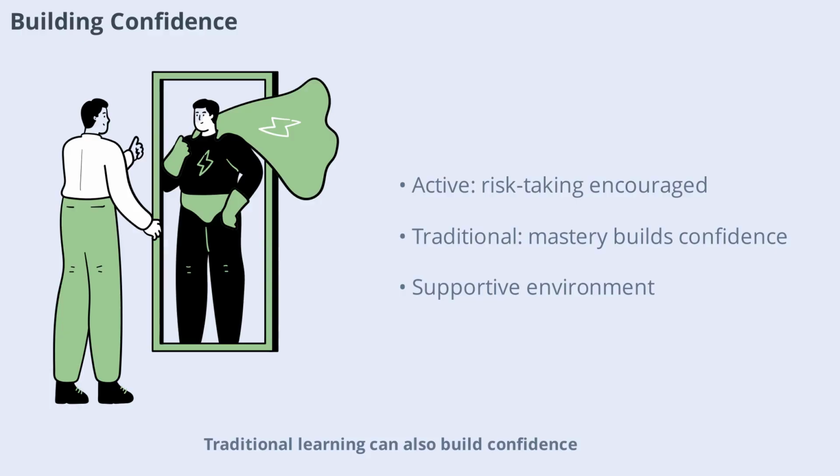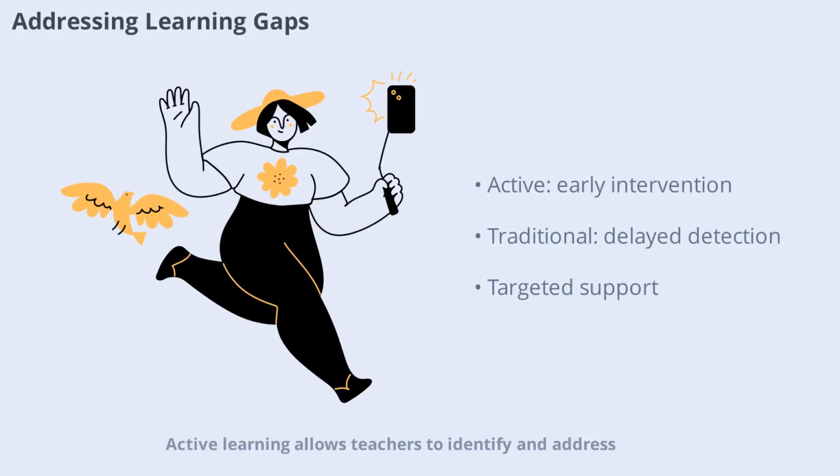Traditional learning can also build confidence, especially when students master challenging material or perform well on exams. Active learning allows teachers to identify and address learning gaps quickly through ongoing assessment and feedback. Students can receive targeted support and clarification as needed. Traditional learning may not always catch gaps until a test or exam, making it harder to intervene in time. Early intervention is key to helping all students succeed.